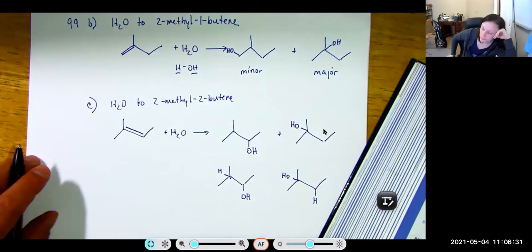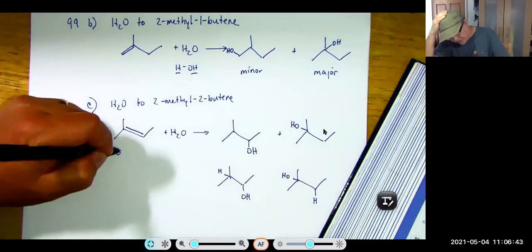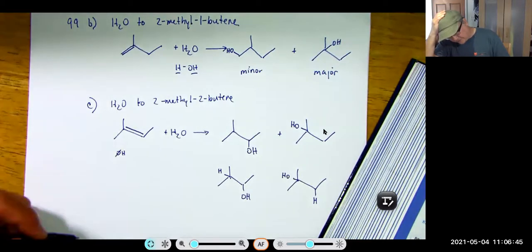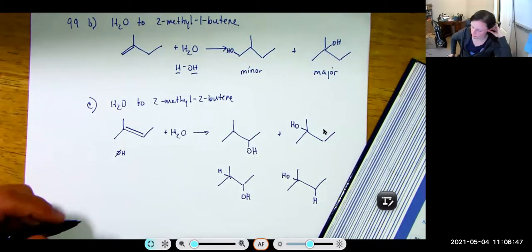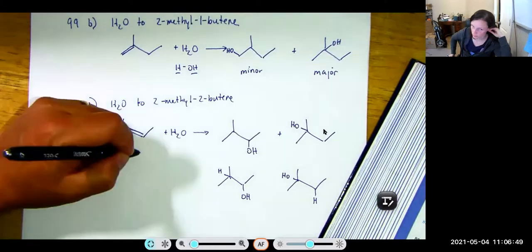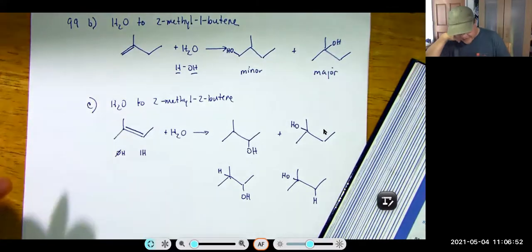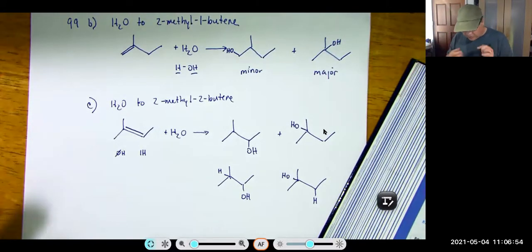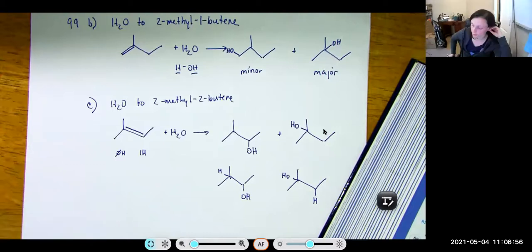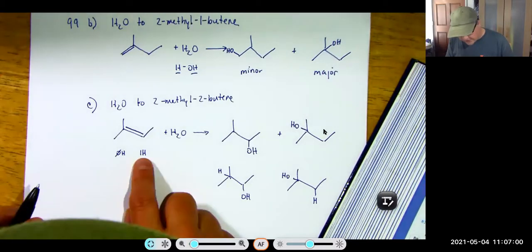So carbon 2 has no hydrogens on the reactant side. And how about the third carbon? It has 1 hydrogen. So where do we want the hydrogen to add to, carbon 2 or 3? Carbon 3. And if the hydrogen adds to carbon 3, where does the OH add to?